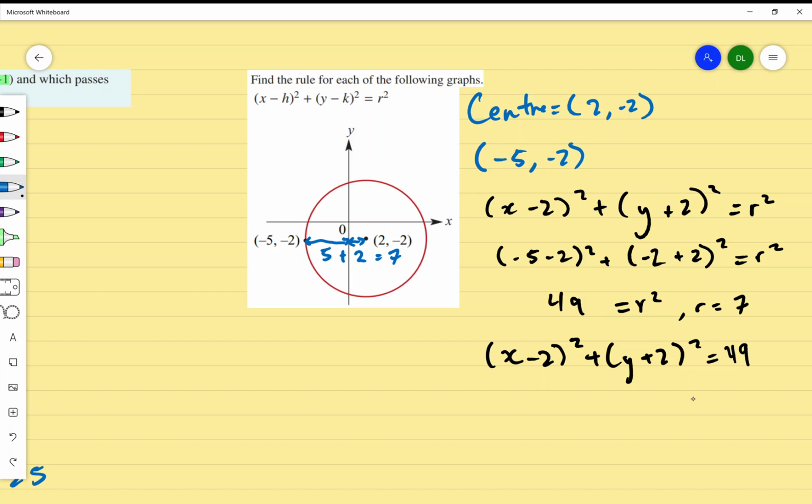And once I get up to this point here, I can just substitute r equals 7. So I can just go straight from here. I'm going to write (x - 2) squared plus (y + 2) squared equals 7 squared, or you can rewrite that as 49 if you'd like. So that's it. That's all there is to exercise 14e.